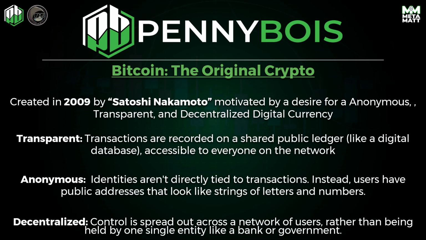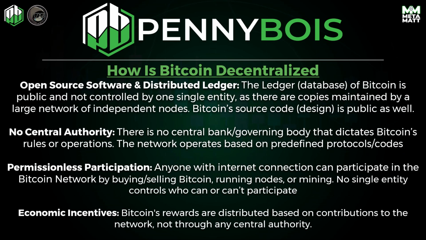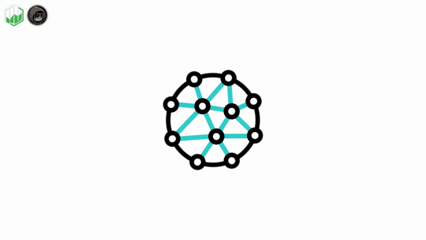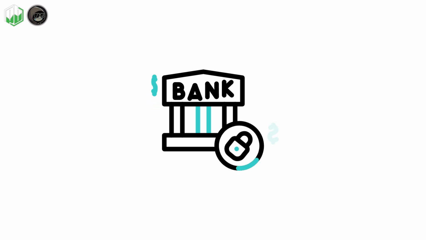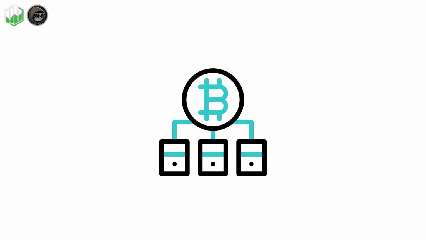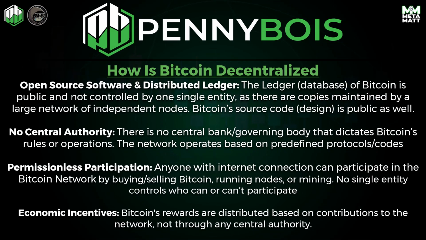It's also decentralized, which means the control is spread out across a network of users. Once again, it's open source, and it has a distributed ledger, meaning everything's public, like we just talked about before. There's no central authority, there's no bank or government. Bitcoin works based off a predefined code because there's no people involved to mess up the system. It's also permissionless participation. Anyone can use Bitcoin as long as you have internet access and a phone or a way to get onto the internet.